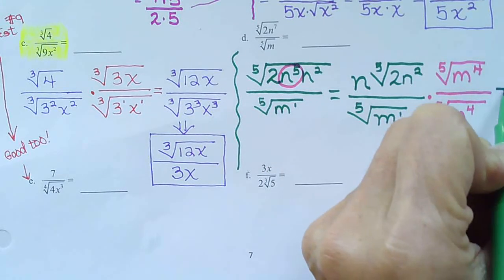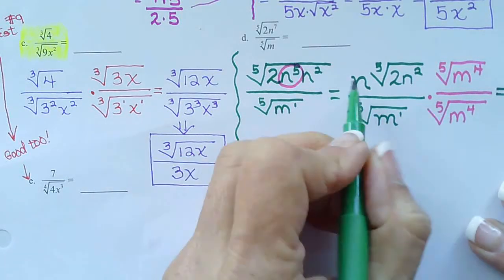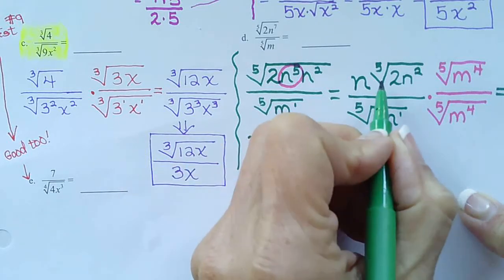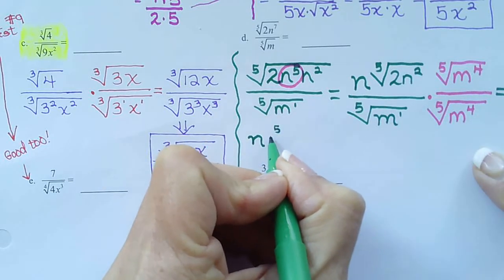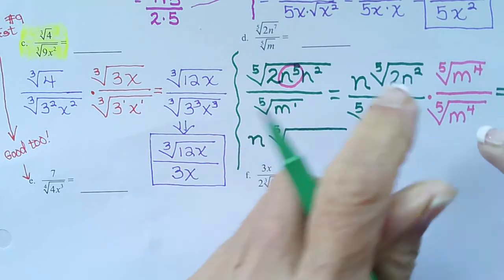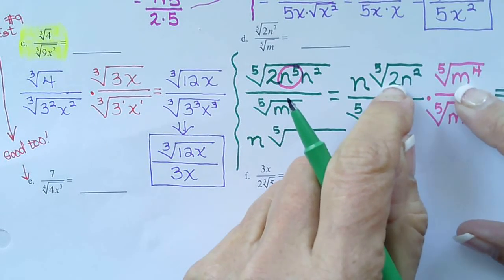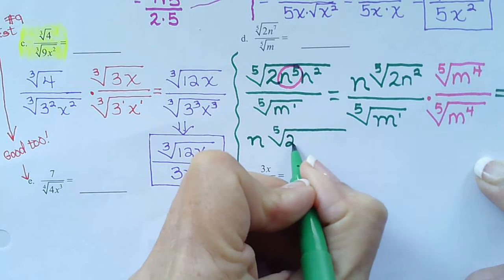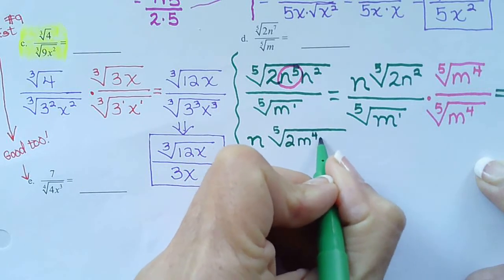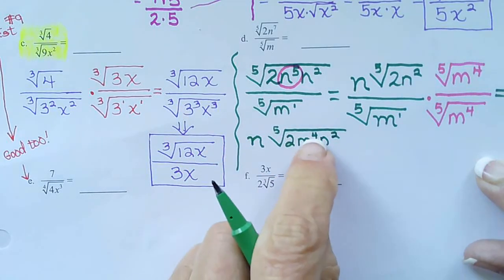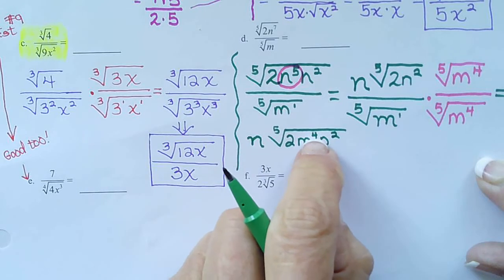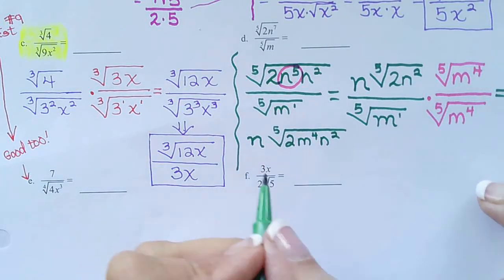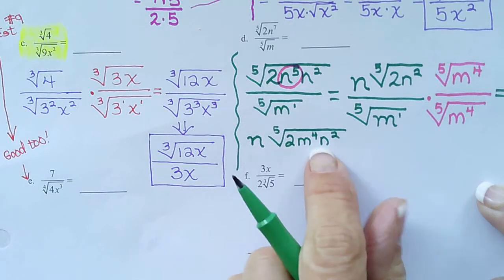So what that equals is, n is still on the outside. And underneath the radical, we'll have fifth root of 2, and put your letters in alphabetical order, m to the fourth, n to the second. Notice all the exponents. 2 is to the first power, m's to the 4, n's to the second. They're all under 5, so we know that can't be simplified.